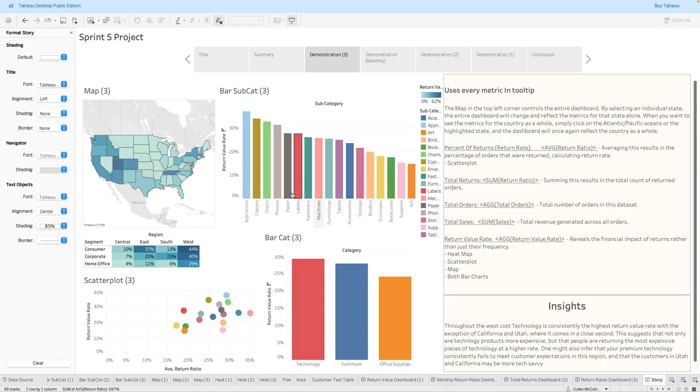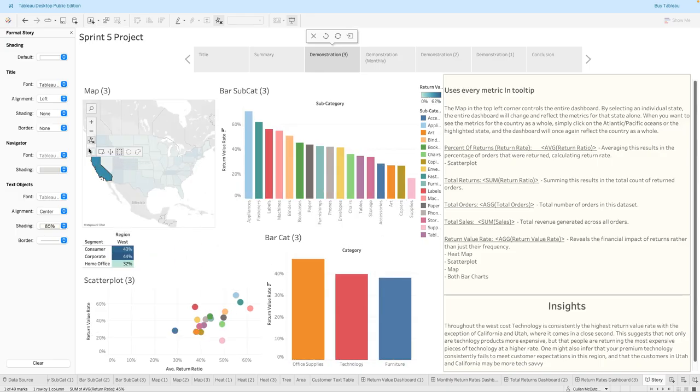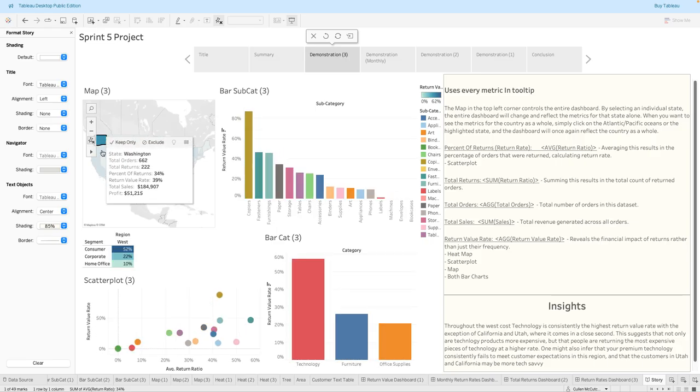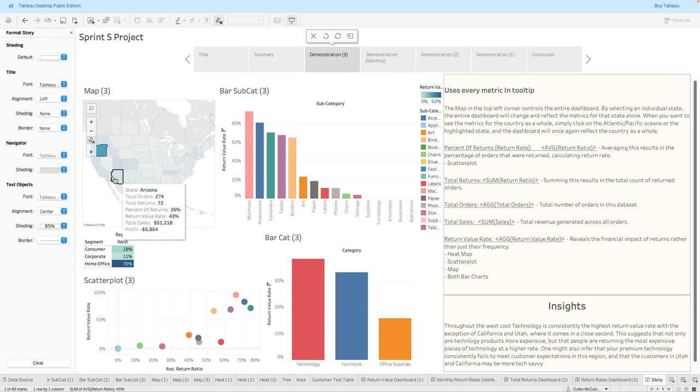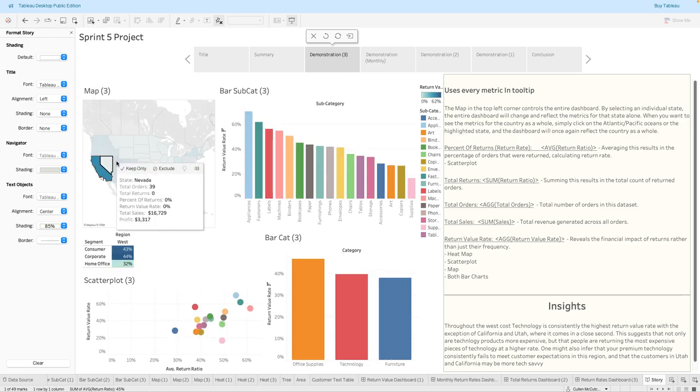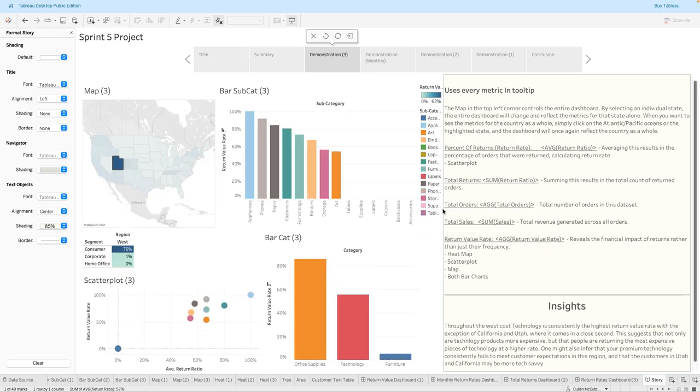Now, the insights I've gathered from this dashboard. Throughout the West Coast, technology is consistently the highest return value rate, with the exceptions of California and Utah, where it's a close second. This suggests that not only are technology products more expensive, but that people are returning the most expensive pieces of technology at a higher rate. That's what return value rate shows. One might also infer that your premium technology consistently fails to meet customer expectations in this region, and the customers in Utah and California may be more tech savvy.